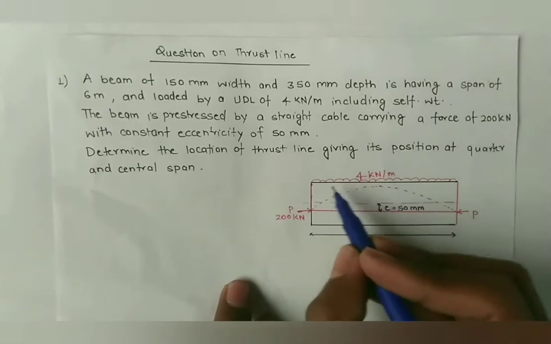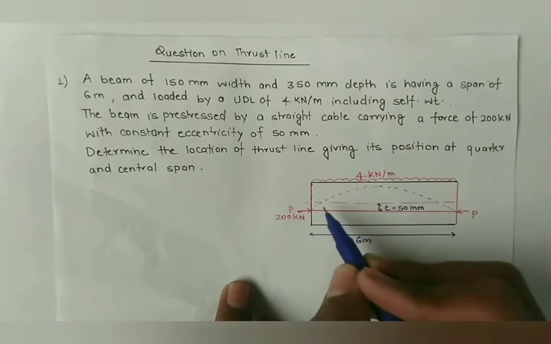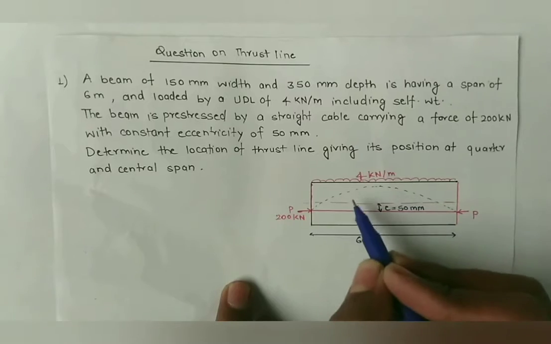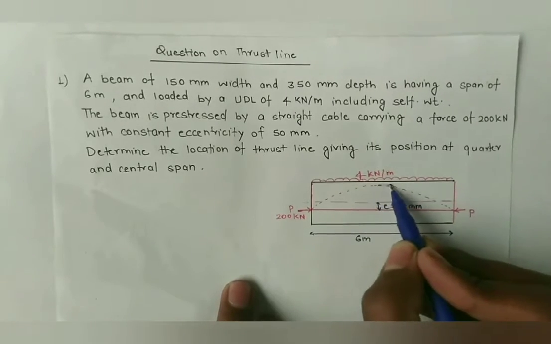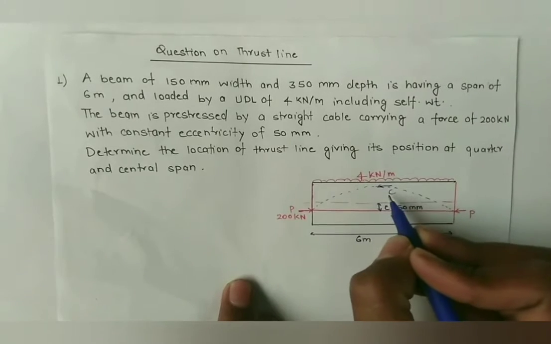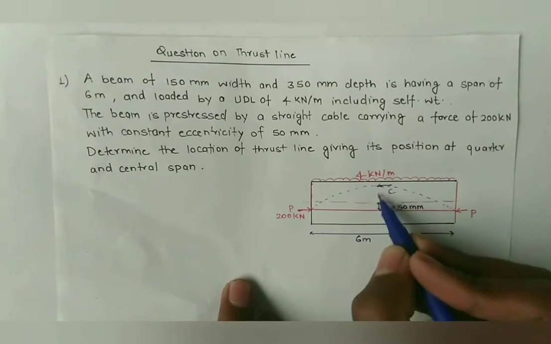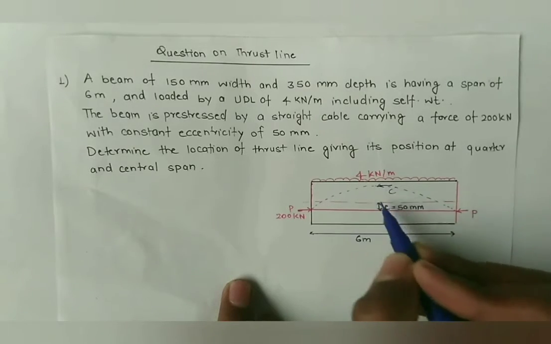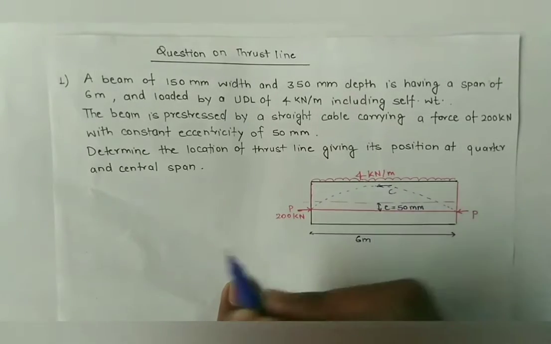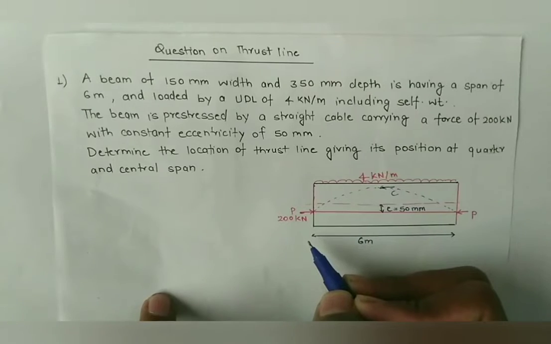The external forces are there, so it will be creating moment at every section. So the moment is balanced by a couple generated due to this P force and imaginary C force, which I have explained in earlier videos. So the moment will be generated between this C and P, and this will resist the moment generated by the external load, here UDL.